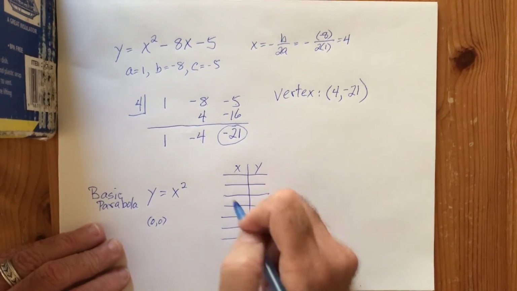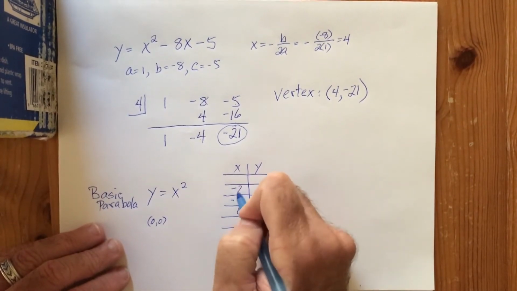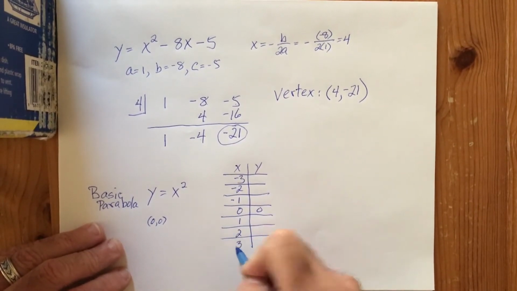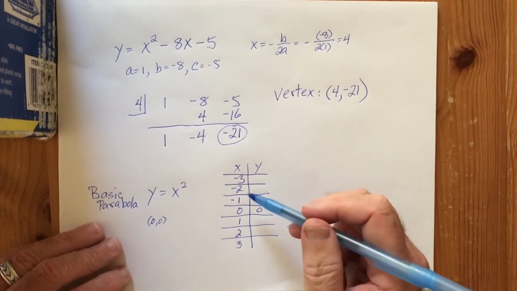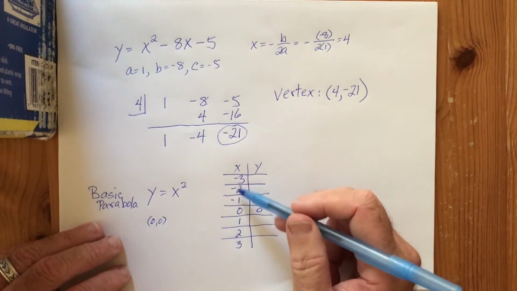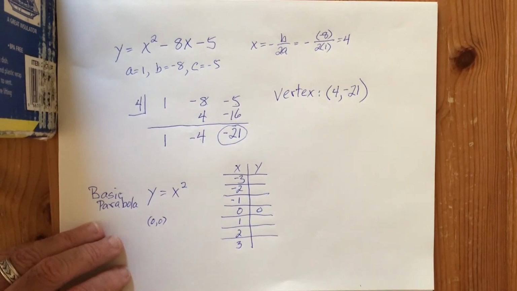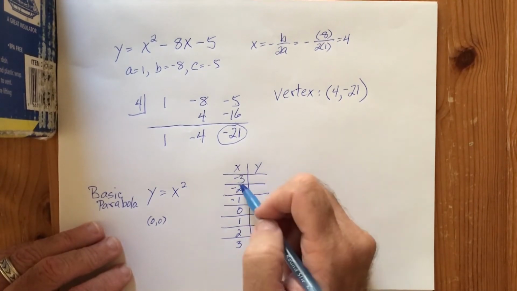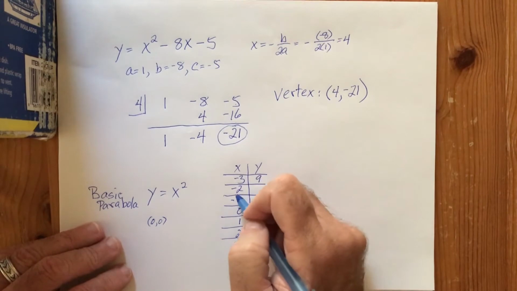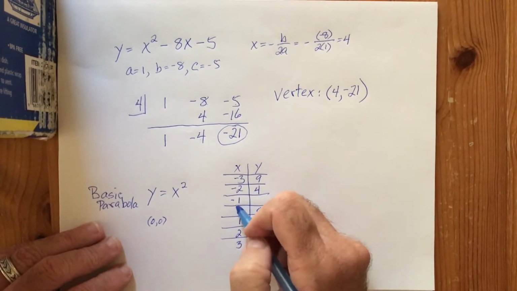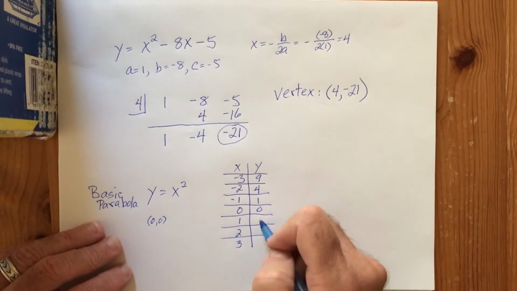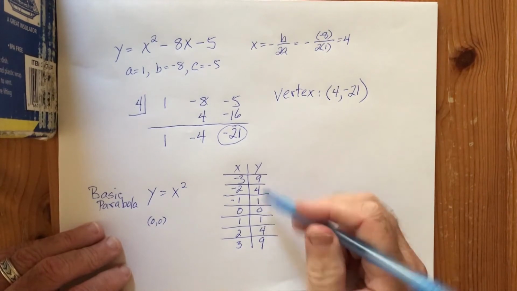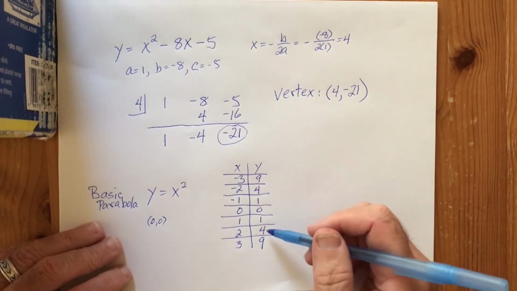And then along the x-axis we go to negative 1, negative 2, and negative 3. And we also go to positive 1, positive 2, and positive 3. So in other words, we're going to consider 7 points in total, 3 to the left of the vertex and 3 to the right of the vertex at integer values of x. And then if we square each of these numbers, negative 3 squared is positive 9, negative 2 squared is positive 4, negative 1 squared is positive 1, 1 squared is 1, 2 squared is 4, 3 squared is 9. So these 7 points are indeed on the basic parabola.